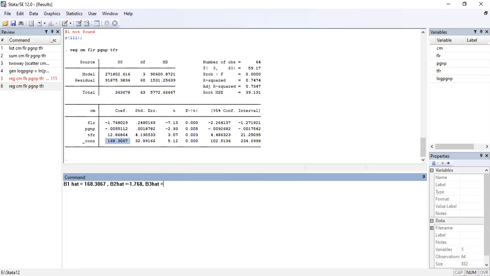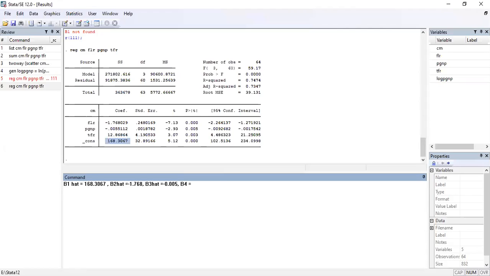Beta 3 hat, which is minus 0.005. Anybody wants to interpret that? It's the same as I explained beta 2. Holding TFR and FLR constant, if PGNP increases by 1 unit, on average, child mortality rate decreases by 0.005.